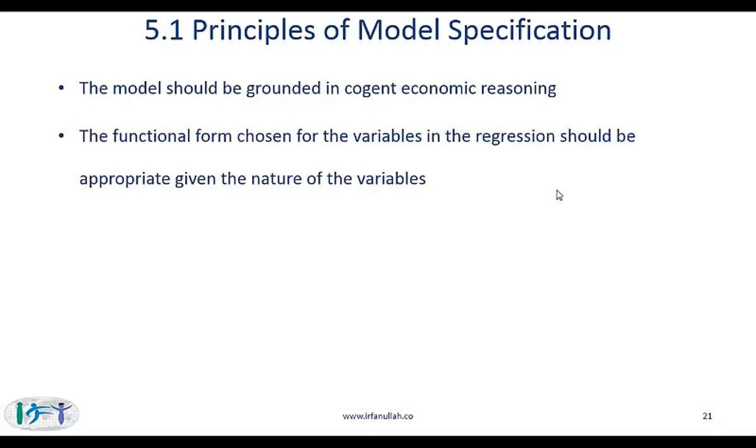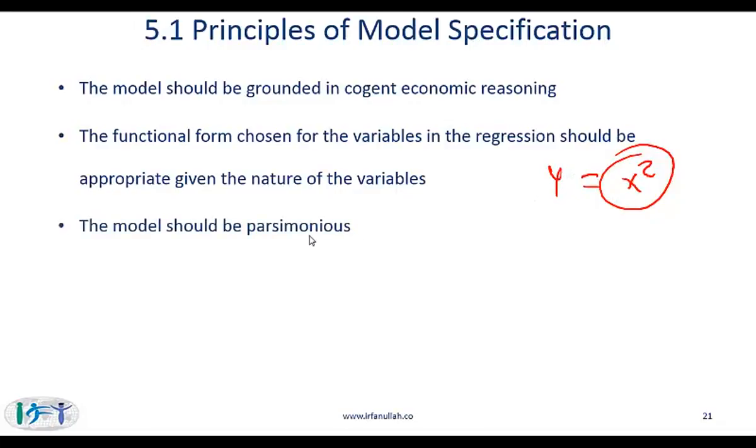If you have a relationship that is a y is equal to x squared sort of relationship, then your transformation needs to include a square. So this is more of an art, where people who are familiar with the economics of the underlying situation typically are the ones who specify the models.